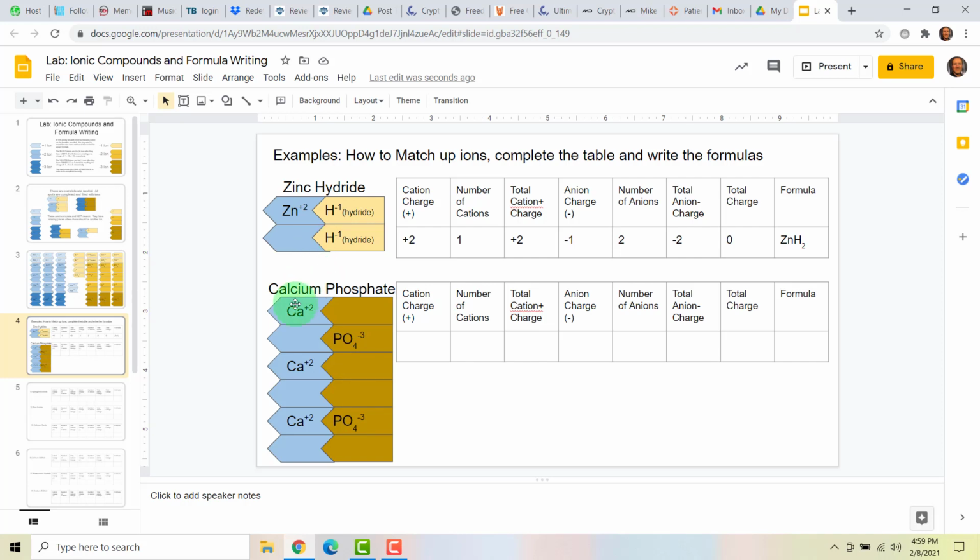And sometimes you'll have ones that are just 1 and 1. Sometimes you'll have +2 and -2. Sometimes you'll have +3, -3, like the examples that I had on the previous slide.